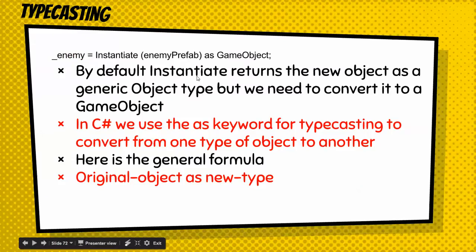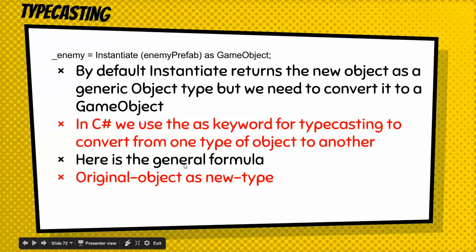Okay, now let's talk about this as keyword again. By default, instantiate returns a new object as a generic object, right? But we can't use generic objects in Unity. We can only use game objects. So what we have to do is convert this into a game object. So we use the as keyword, as GameObject. We say, hey, we want to put something in our box called enemy. We're going to instantiate our enemy prefab, convert him to a game object, and then stick him in this box. Okay, so write all this down.